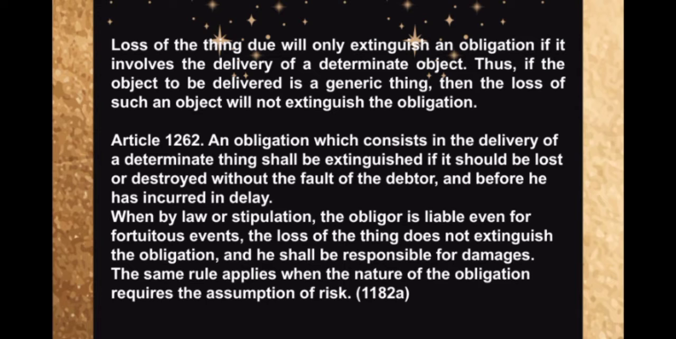bagay na ito. So, sinasabi sa Article 1262, kapag sa batas o stipulasyon ay nagsasad na ang umutang ay maaari pa ring masabing may kasalanan sa mga panahon na di inaasahan. Ang pagkawala ng bagay na ibabayad ay hindi makapagpapawala ng obligasyon. Ang umutang ay responsable pa rin sa mga pagkasira o pagbabayad nito. Ang patakaran na ito ay may apply kung ang kalikasan ng obligasyon ay may pamantayan na assumption of risk.